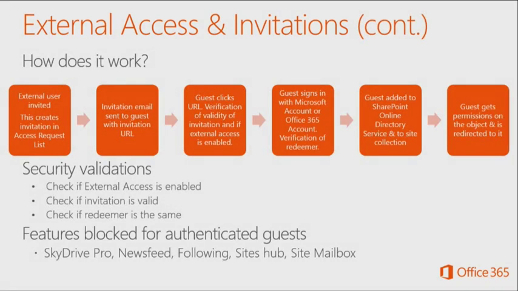How does it work? An external user is invited. This creates an invitation and access request list. The invitation email is sent to the guest with an invitation URL. The user clicks the URL, with verification for validity of the invitation and whether external access is enabled. The guest signs in with a Microsoft account or Office 365 account, with verification of the redeemer. The guest is added to the SharePoint Online directory service and to the site collection, and the guest gets permission on the object and is redirected to it.